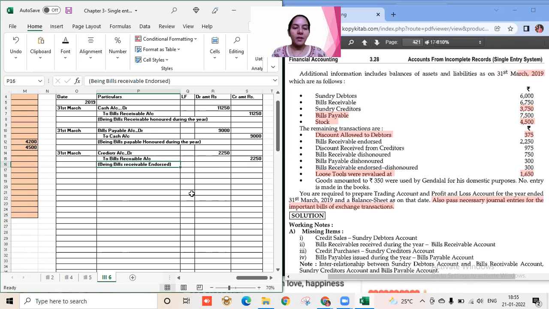Being bills receivable endorsed. They will not say endorsed to the creditor, but obviously, to whom do you have to pay money? To your creditor. So you will give this bill to your creditor.